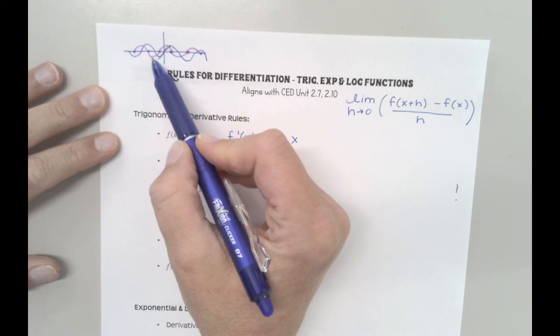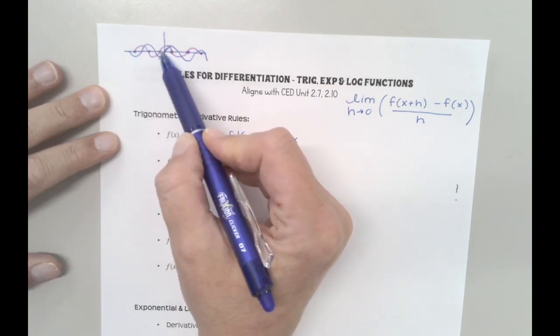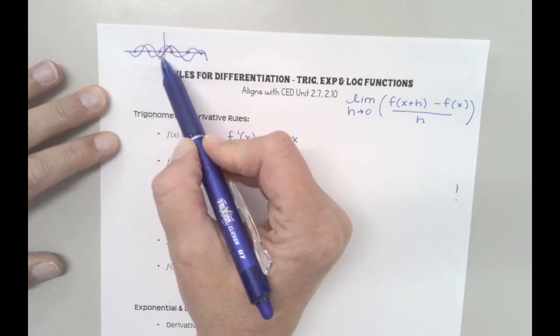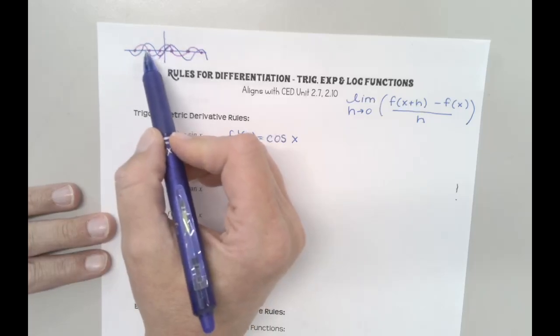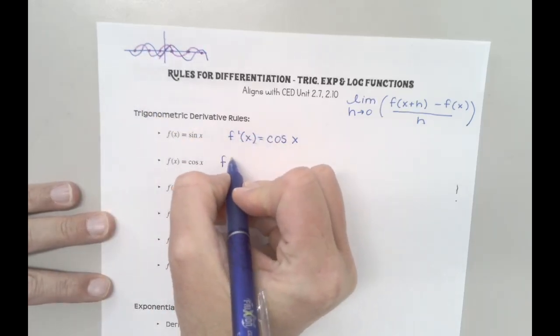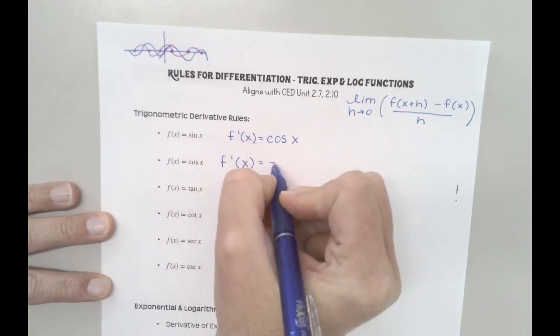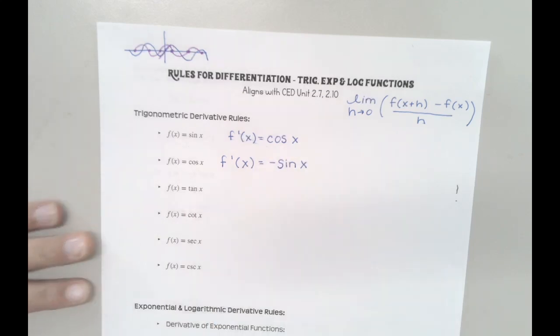So for example, on the cosine function, between here and here, you're increasing, so you would expect the derivative to be positive, but the sine function is negative. So what we really need is this sine function, but flipped upside down. And the way that we flip things upside down is we put negative signs in front of them. So the derivative of cosine is negative sine of x.